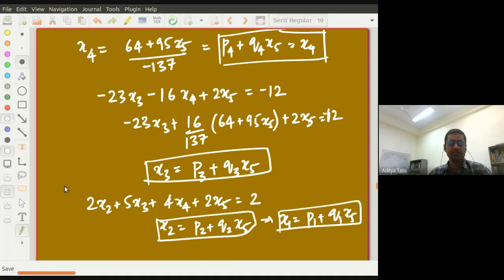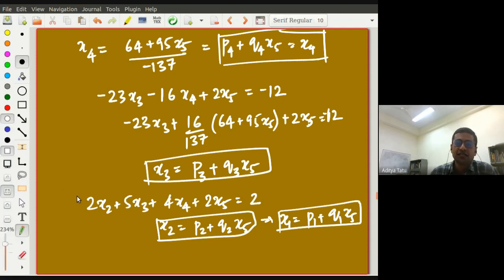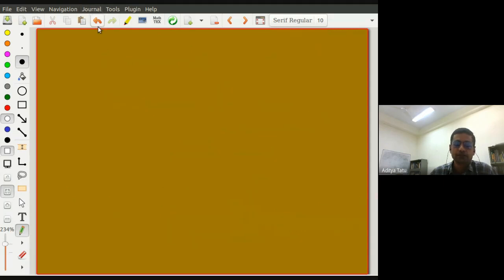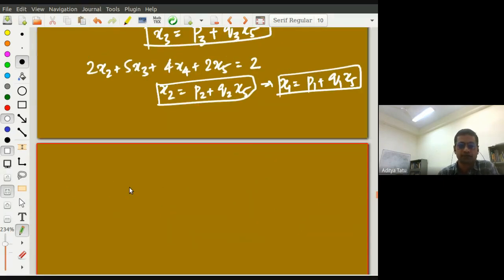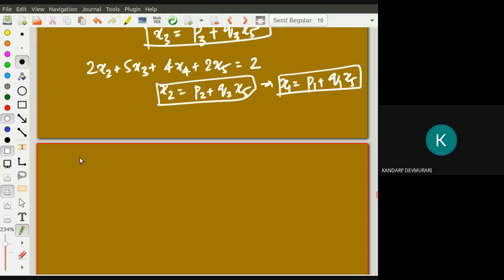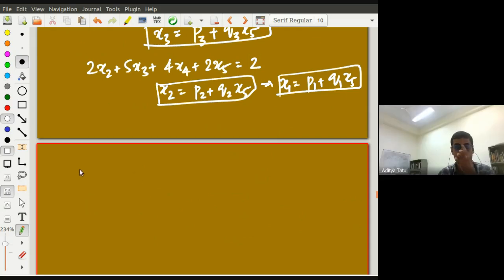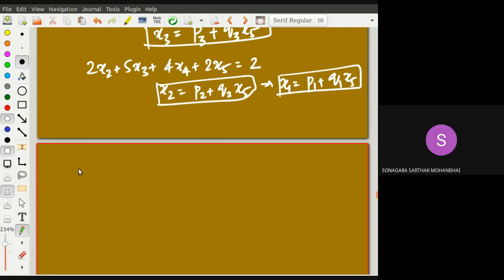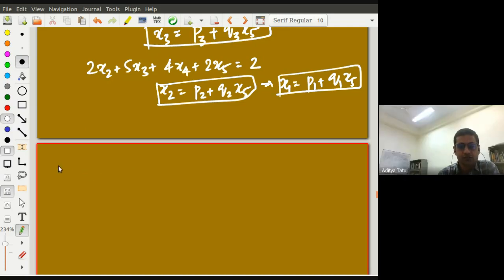So how does the solution set look? All variables in terms of x5. Yes, sir, all solutions depend on the value of x5, so as x5 changes, all the solutions change, giving infinitely many. That is fine. What I'm trying to say is the solution set can be written in a proper way. What is that way? That's what I'm asking.